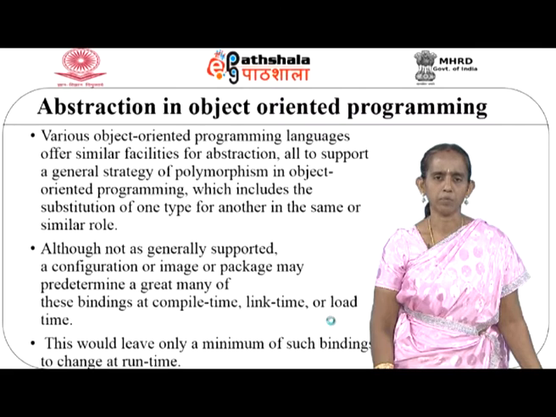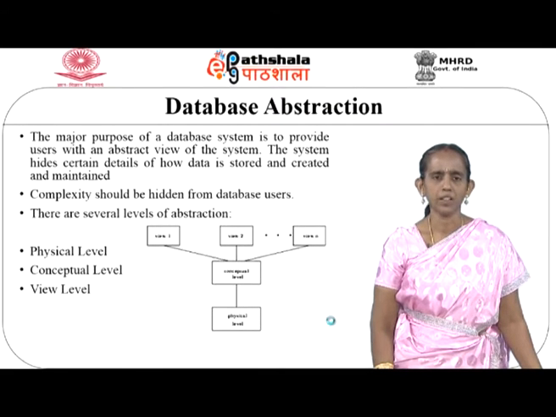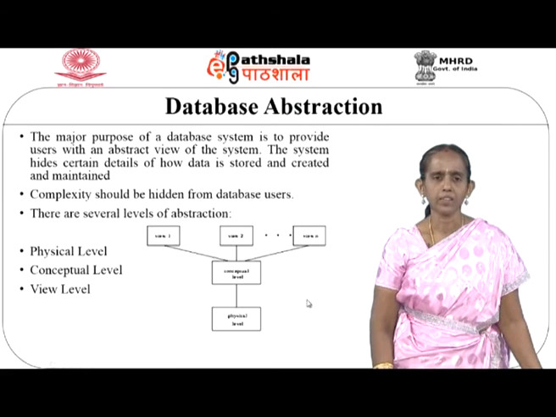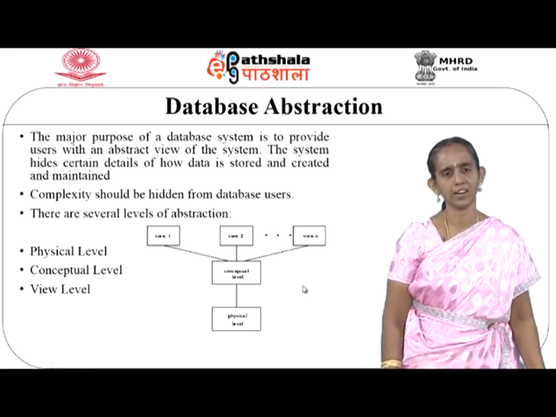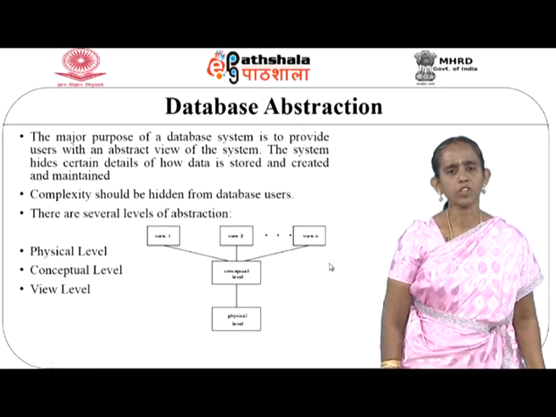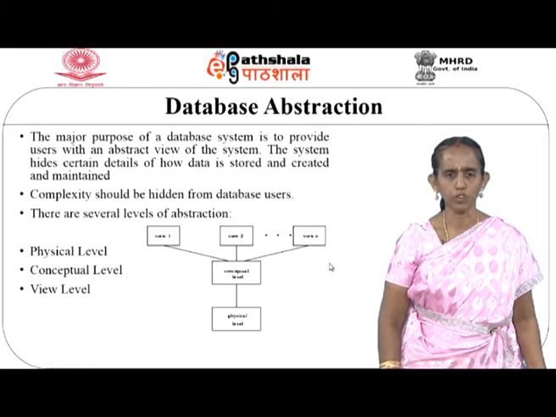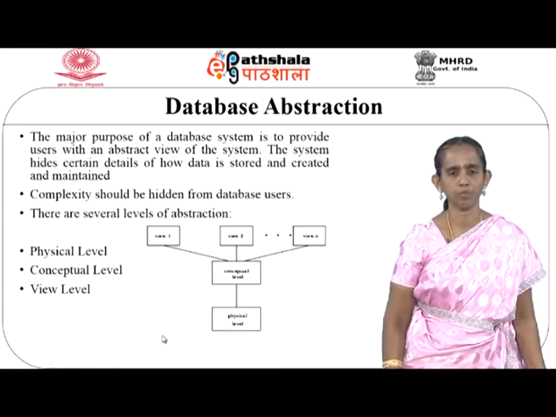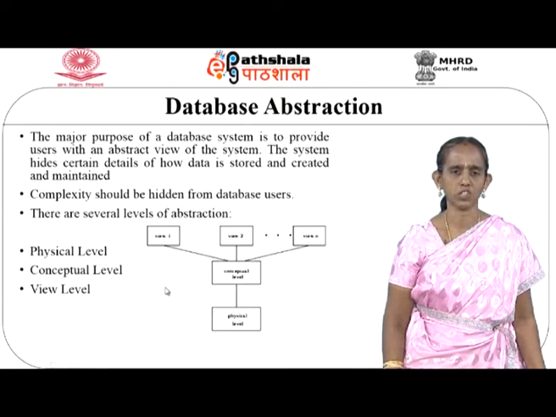The next one is the abstraction at database level. The major purpose of a database system is to provide the user with an abstract view of the system. The system hides certain details of how the data is being stored, created and maintained. The complexity should be hidden from the database users. There are several levels of abstraction in this case: physical level of abstraction, conceptual level of abstraction, and view level of abstraction.